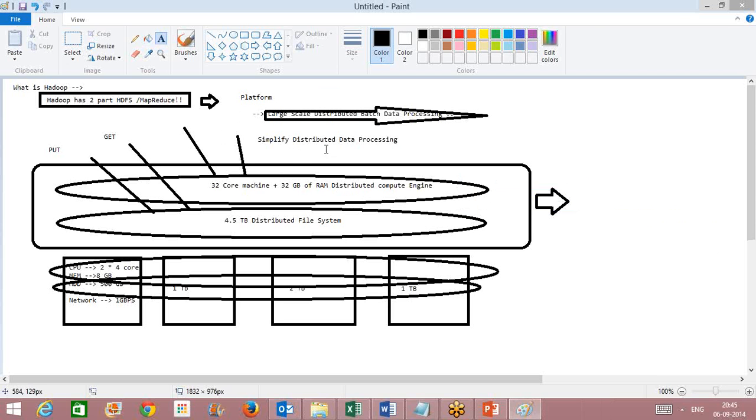But as we moved to Yarn, that limitation is addressed. Now the distributed compute engine is no more just MapReduce. You can run Spark, you can run Storm, you can run any of the processing. So that's gone.